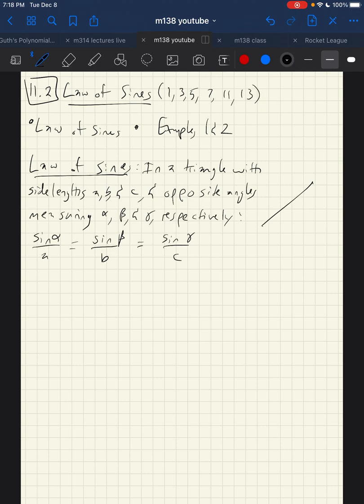I'll just draw a picture here. We notice the big thing about this is we're not assuming that any of these is a right angle. So this triangle need not be a right triangle.